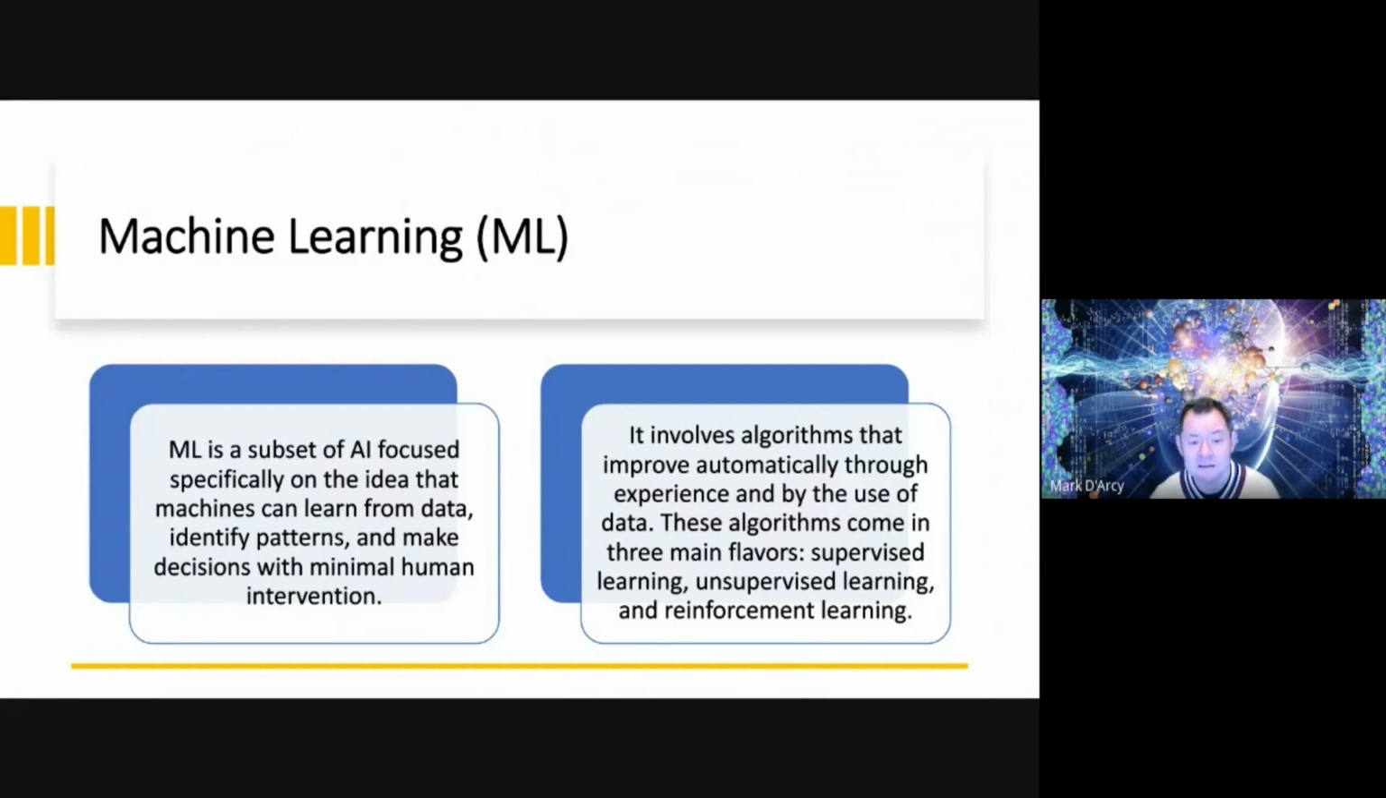Now let's zoom in a bit and look at machine learning, ML. ML is a subset of AI focused specifically on the idea that machines can learn from data. They can identify patterns and make decisions with minimal human intervention. It involves algorithms that improve automatically through experience and by the use of data, usually big data. Luckily, we have an internet, so we have a huge amount of data. These algorithms come in three main flavors: supervised learning, unsupervised learning, and reinforcement learning.